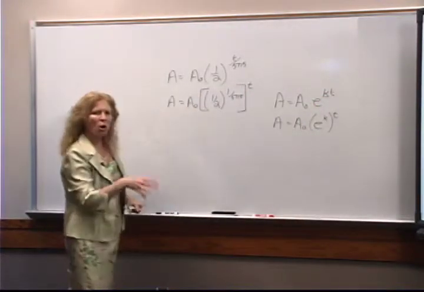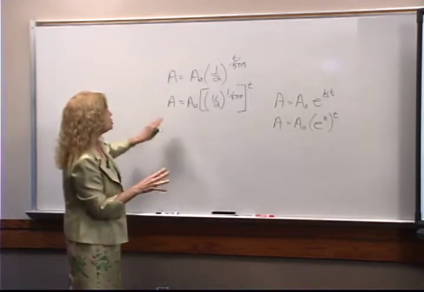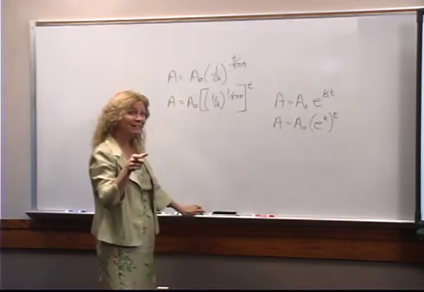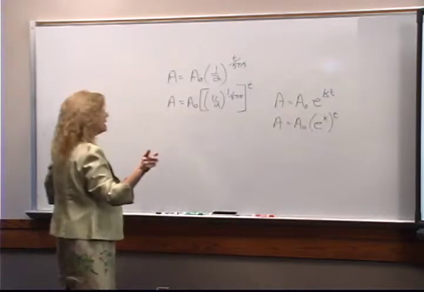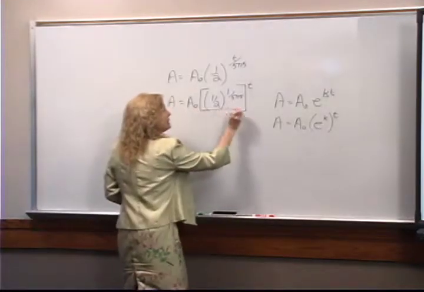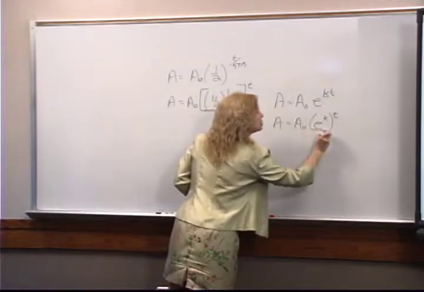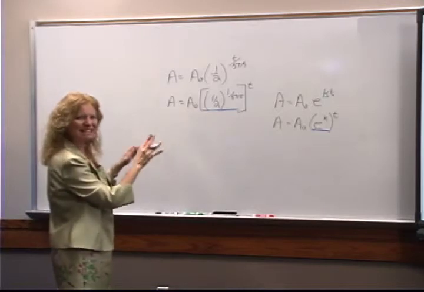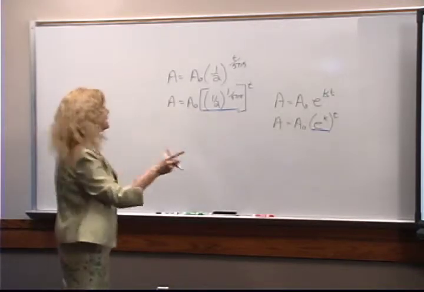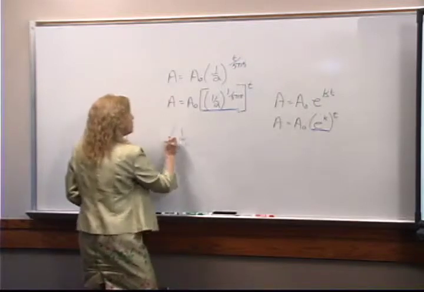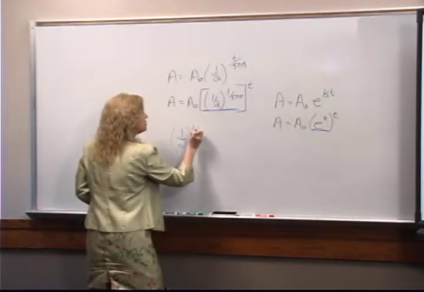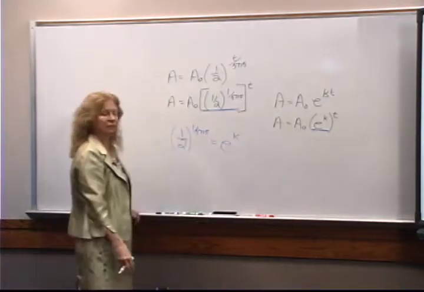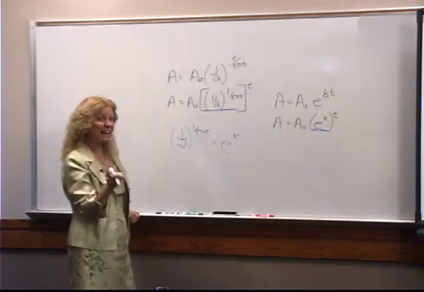Now, the reason I'm doing all of that is, do you realize that this equation and this equation are totally identical, except this is replaced by this? You see, everything else is exactly the same? Well, that means that this 1/2 raised to the 1 over 5715 has to equal e to the k. And we want to find out what that K value is.